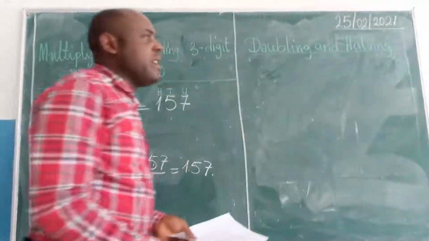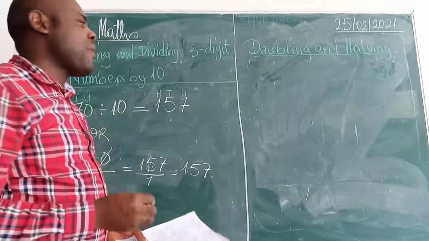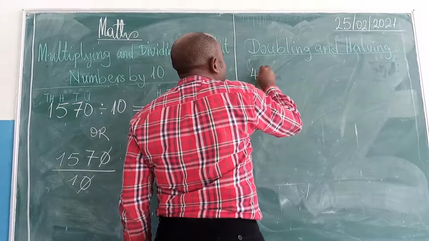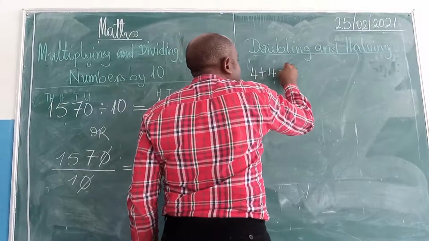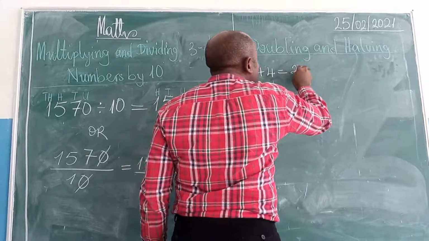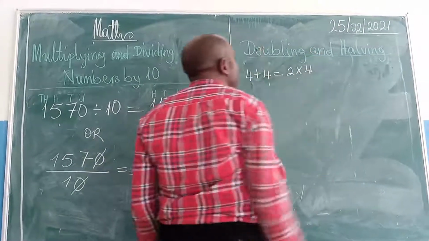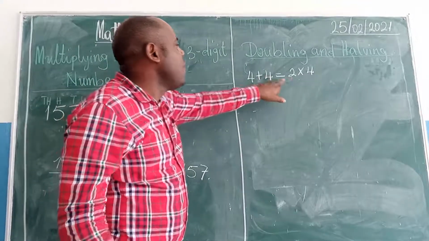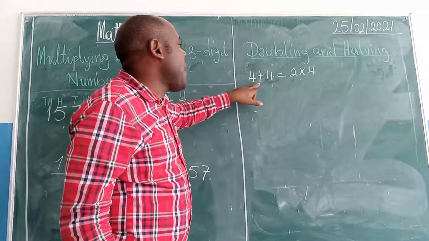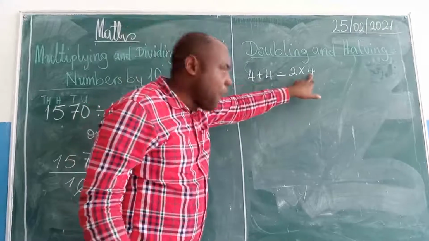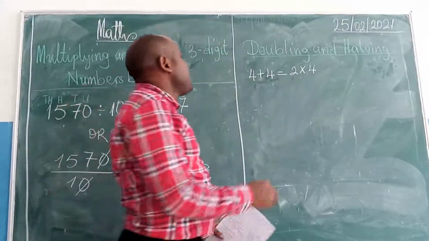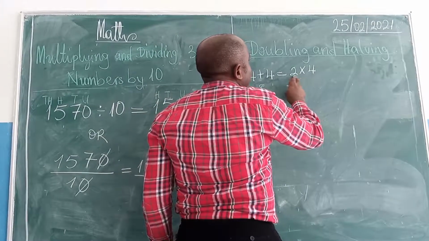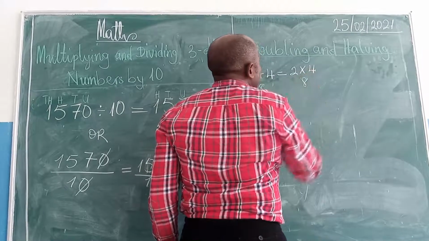I showed you a technique in one of our classes that 4 plus 4 is equal to 2 times 4. Why is it 2 times 4? 4 here exists 2 times, 1, 2. This is the 2. And which number are we adding 2 times? 4. So if we take 4 plus 4, it will be 8. If we take 2 times 4, it will be 8.